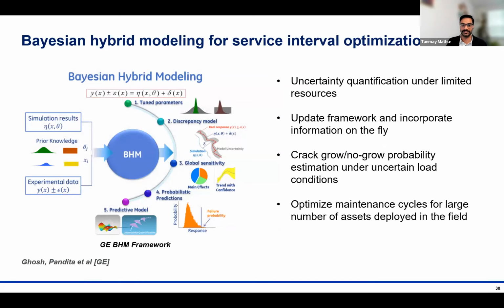Another one is the General Electric Bayesian hybrid modeling analysis, which is a probabilistic mechanics framework. And this goes even one level higher and gives you the probability of failure of an asset operating in the field. And what that lets you do is enable the optimization of service interval and much more robust tracking of the assets deployed in the field.